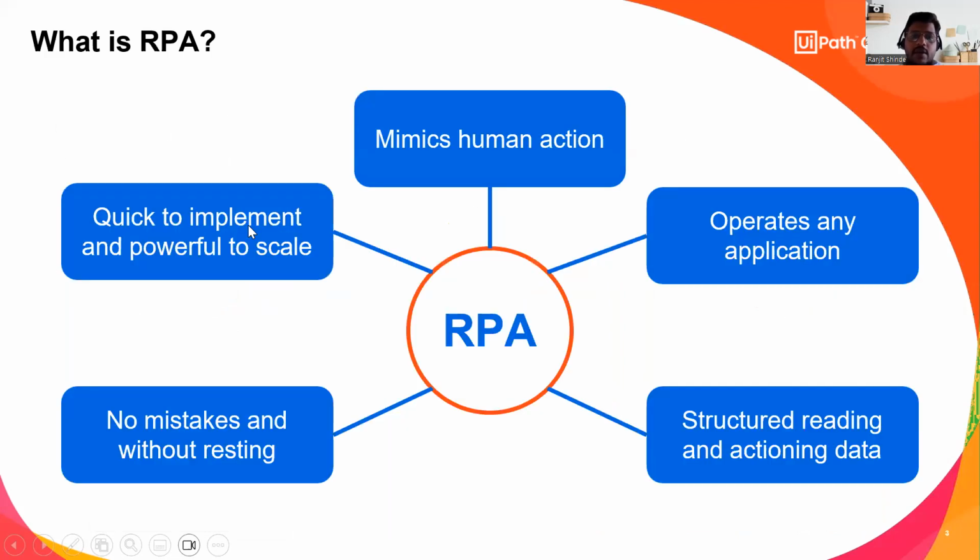The next part is why we are using robotic process automation. It mimics the human action and operates any application. You can choose a web application, a desktop application, or an Android application. You can choose any application and integrate it with the RPA. So it will minimize our time and effort, and it offers structured reading and actioning of the data.